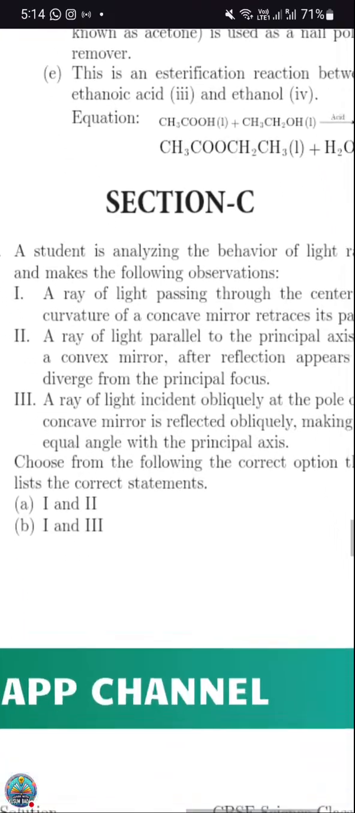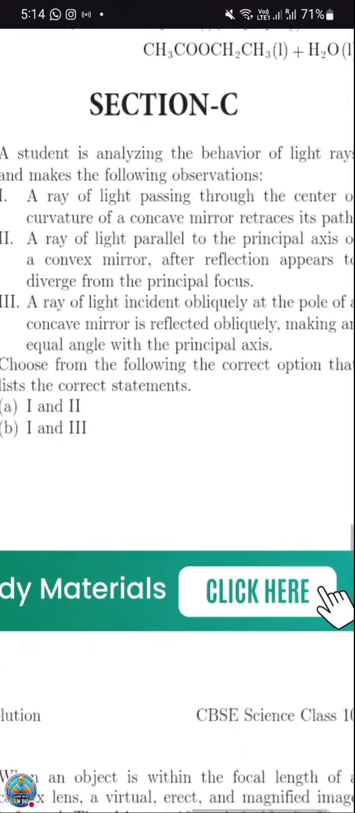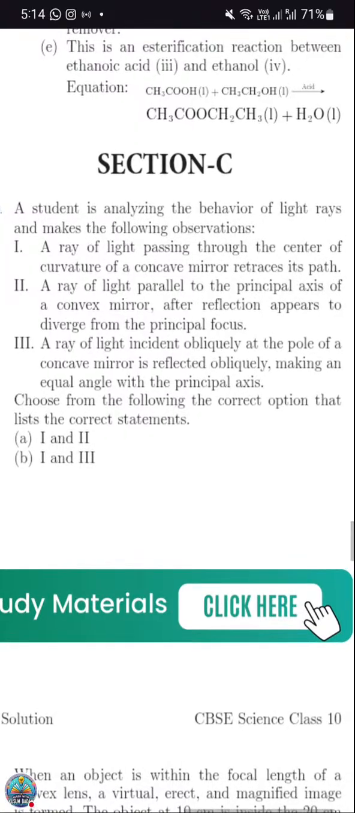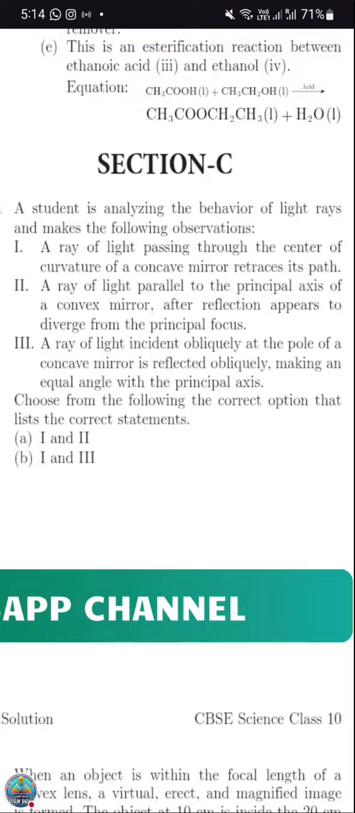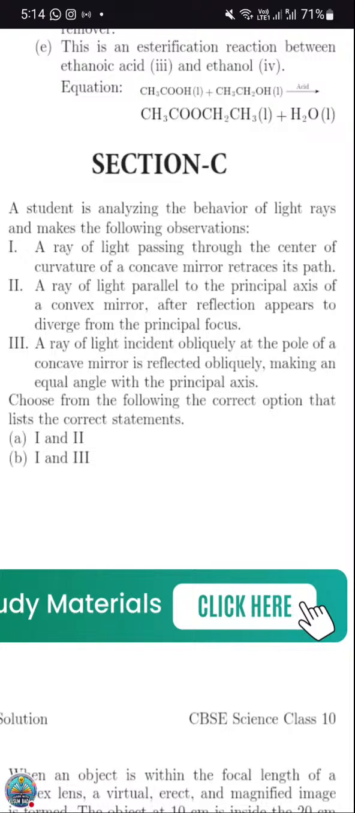Now the next question. So this we completed with the chemistry section. Now we are starting with the physics part. So in the physics part here, a student analyzes the behavior of light ray and makes the following observation. A ray of light passing through the center of curvature of a concave mirror retraces its path. So you need to make the path.